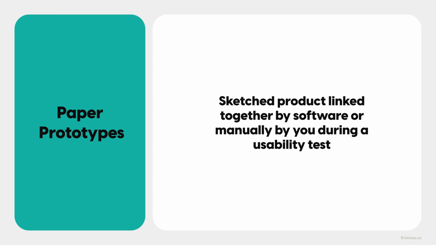Second are paper prototypes. These are the sketched versions of the website, feature, or product that you're creating. They're made up of multiple sketches that are linked together either by a software program or by you during a usability test. The purpose of a paper prototype is to validate a concept early on to get feedback before you start creating the design on your computer.